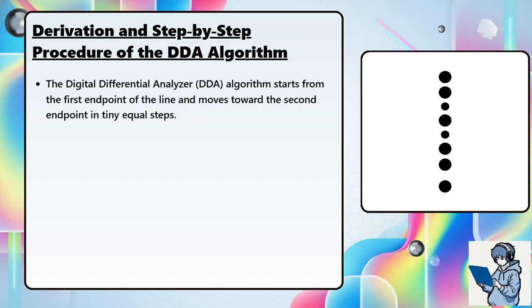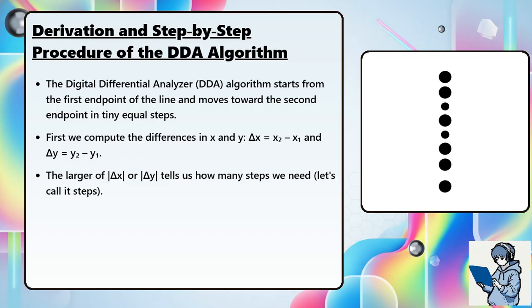The Digital Differential Analyzer (DDA) algorithm starts from the first endpoint of the line and moves toward the second endpoint in tiny equal steps. First, we compute the differences in x and y. Delta x equals x sub 2 minus x sub 1, and delta y equals y sub 2 minus y sub 1. The larger of absolute delta x or absolute delta y tells us how many steps we need.